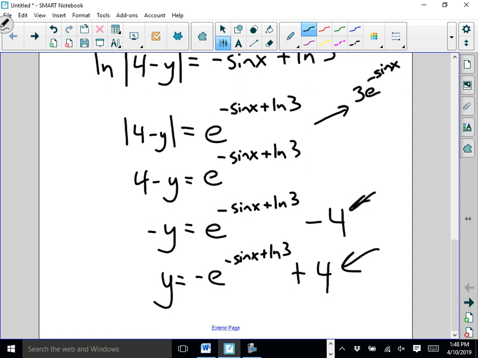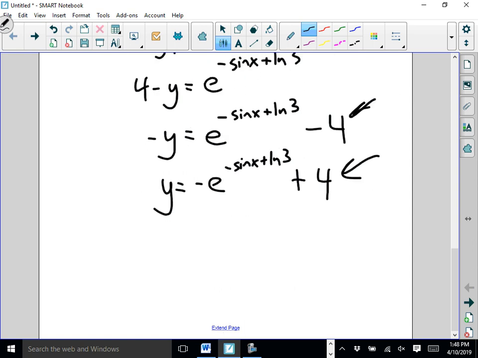Okay? A quick check here shows me that if I plug in 0 for x, I'm supposed to get y to be 1, right? When I plug in 0 for x, this becomes 0, so I get negative 0, which is 0, plus ln 3. This e to the ln 3, right? The e and the ln are inverses of each other, so it just comes out to be 3. So I get negative 3 plus 4 equals 1, which is what it's supposed to.